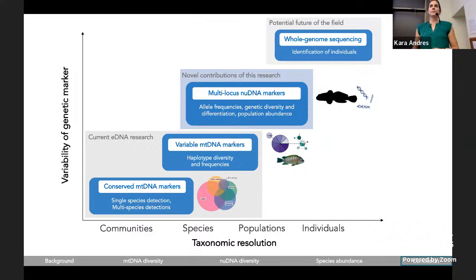So for your species detection part, like the first one you presented on, were there any species that you were able to detect through capture that you couldn't detect with your eDNA samples? Yeah, so this person asked if there was any species that we detected with the capture sampling, so the nets or electrofishing, that we couldn't detect with environmental DNA.